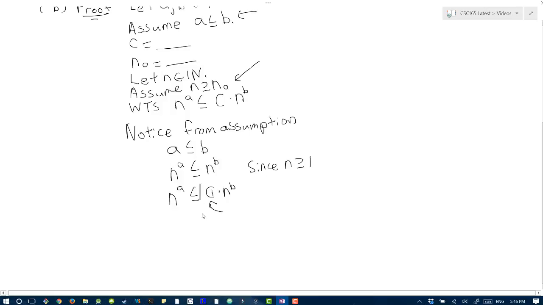So if this was 1, then we would know that this is true, and we would be able to finish the proof. Since we get to choose C here, we can choose 1. And for n naught, we can choose 1 as well, because that works. And that completes the proof.